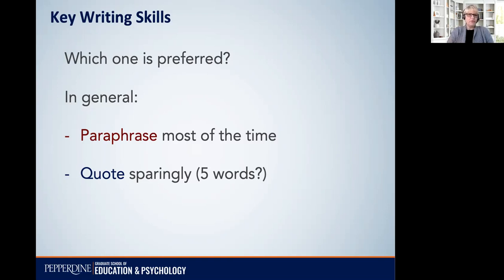Like if you have 5 or 6, maybe 7 quotes in a paper or references to studies, like 6 out of 7 of those should be paraphrased. So just keep that in mind as you move forward.